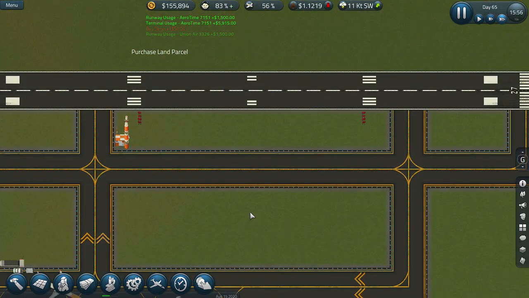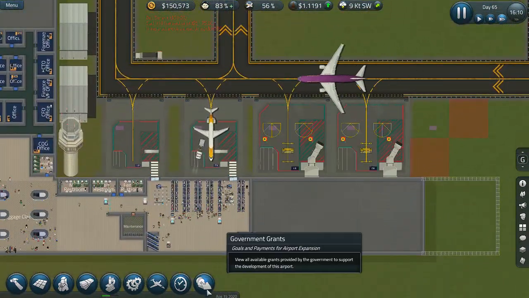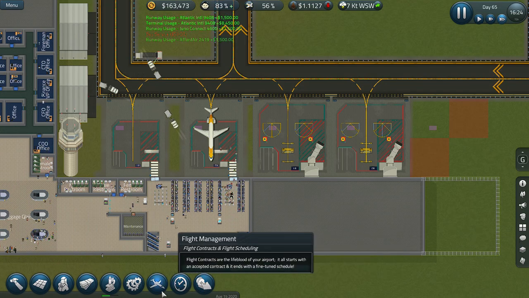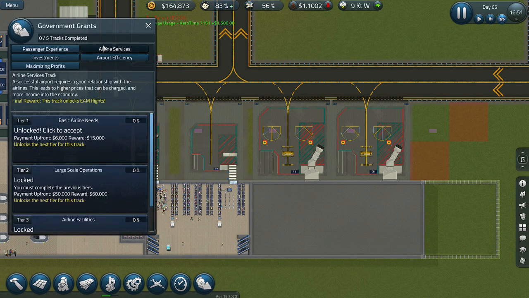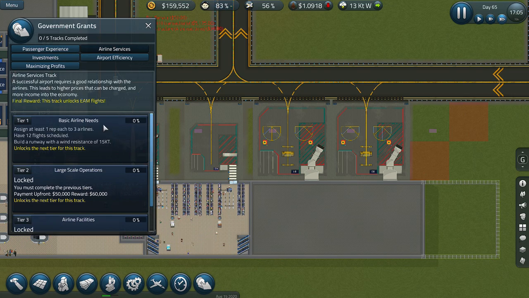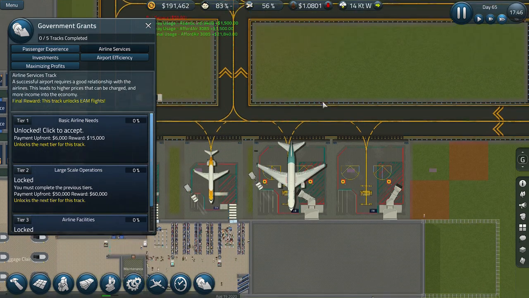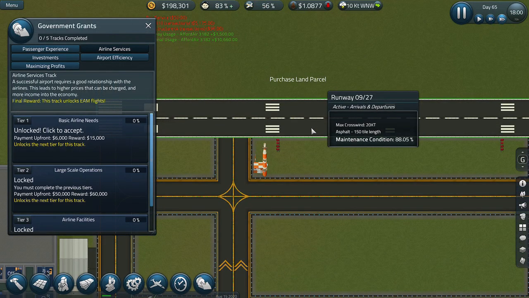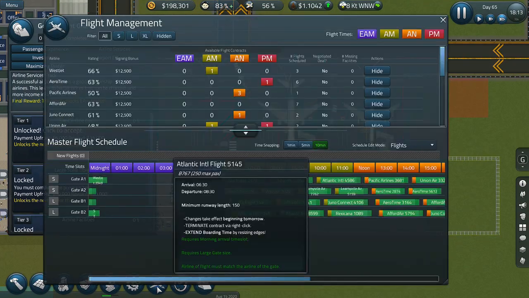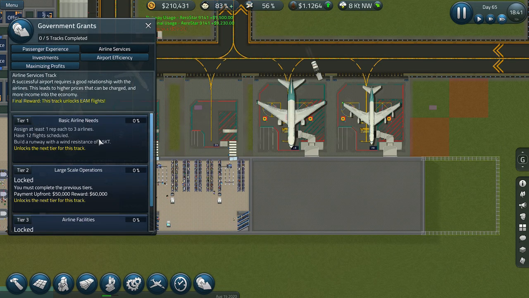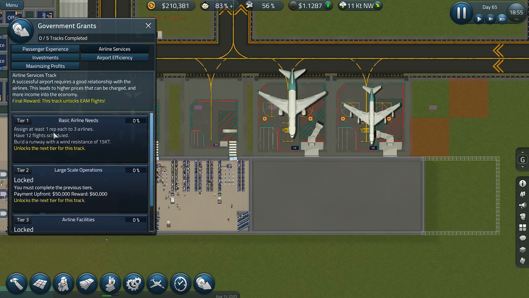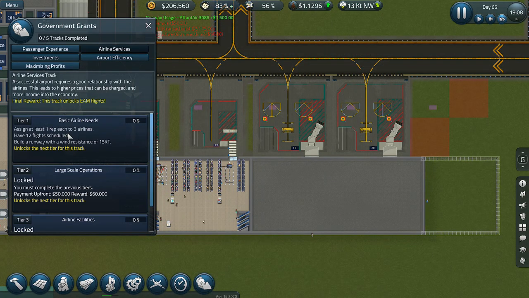So, yeah, looks like things are going pretty good. I did a little bit of searching around, and in order to unlock the really early AM, what we need to do is finish the airline services grant. So in order to do that, we need to have at least one rep for three airlines, have 12 flights scheduled, and have a runway with a wind resistance of 15 knots. Well, our runway has a wind resistance of 20 knots. We definitely have more than 12 flights. The only thing we don't have yet to be able to finish tier one of this is the sales reps for three airlines. We'll get to that in a little bit.